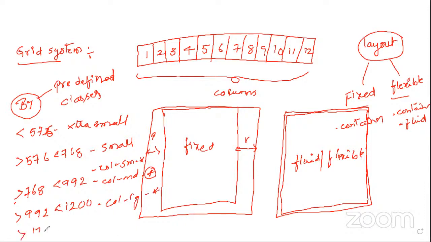Now greater than 1200 pixels is known as extra large. For that the class is col-xl, which stands for extra large, and star. Guys, here you have to understand extra small, small, medium, large and extra large. These are the resolutions currently available in the market. Based upon these resolutions, Bootstrap also has different classes. Everywhere Bootstrap has a class.